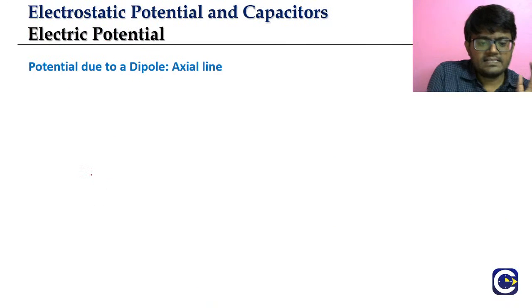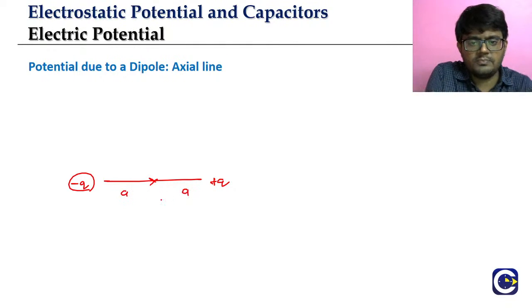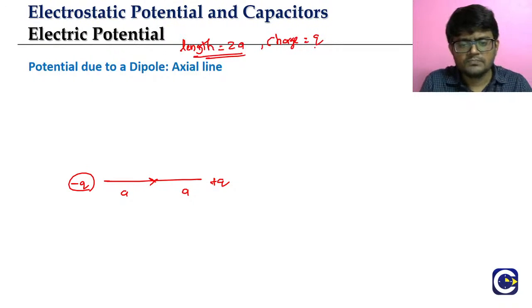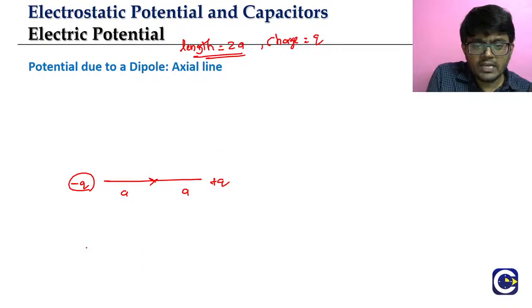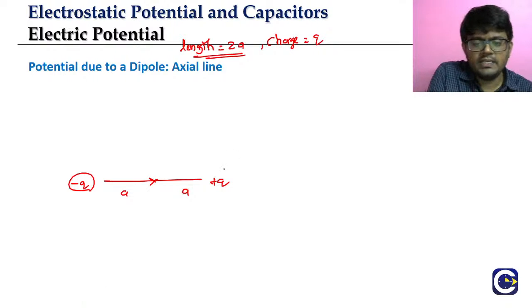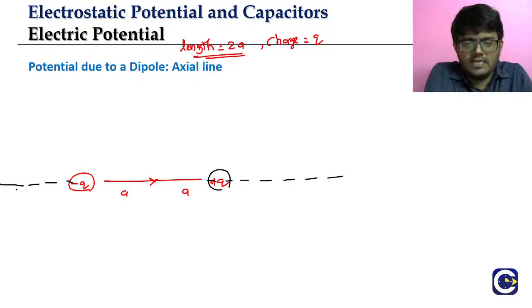So what is this axial line? Say for example, this is the minus q, this is the plus q, and this is the center. The total length of the dipole is 2a. These are all standard notations. The charge on the dipole is q. Again we'll look at a point on the axial line, the line that joins both these charges. That is the axial line.